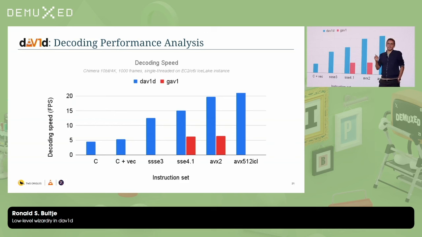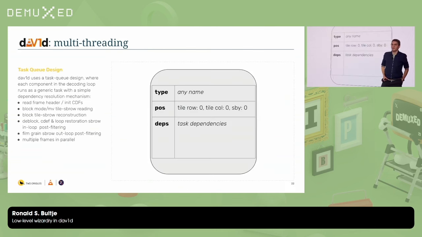Now, you might think 20 FPS, that sucks. I thought 4K was 60 FPS. Yes, but this is single threaded. So let's go to multi threading now.